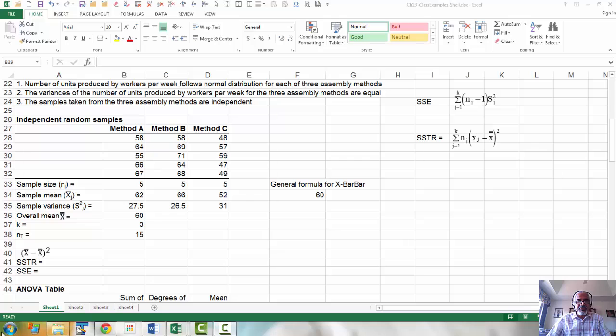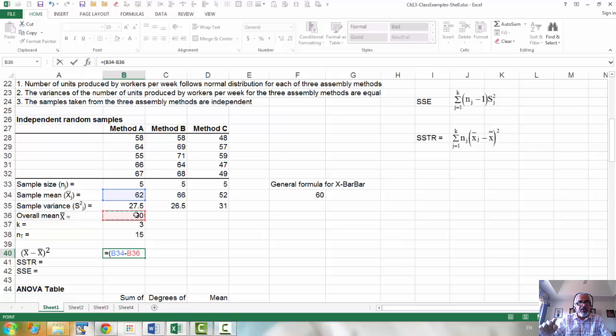Now let's compute SSTR and SSE. So SSTR is, for each sample, take the x bar, subtract x double bar, and square it, and then you have to multiply by the sample size. Okay, so let's do this one part at a time. Let's not put everything together in one big formula, as that could be confusing and very easy to make mistakes. So here we'll go x bar of that sample minus x double bar. Now x double bar must always come from B36, so that has to be an absolute reference by pressing the F4 key. Now we need to square that. Now we copy that.